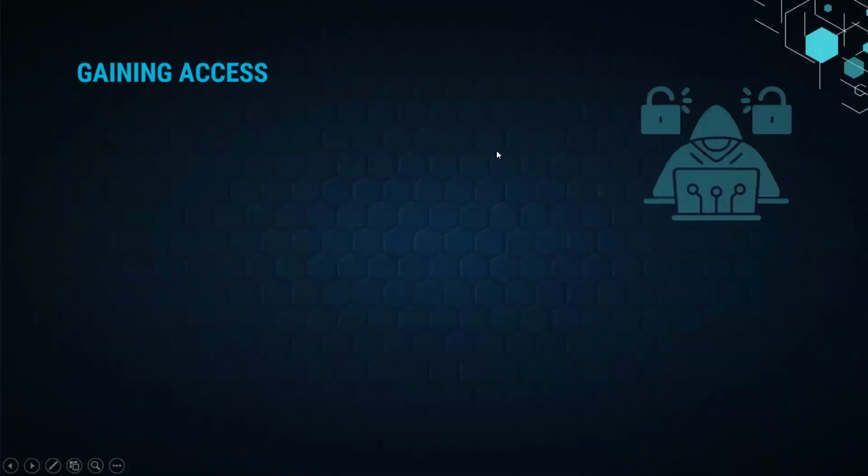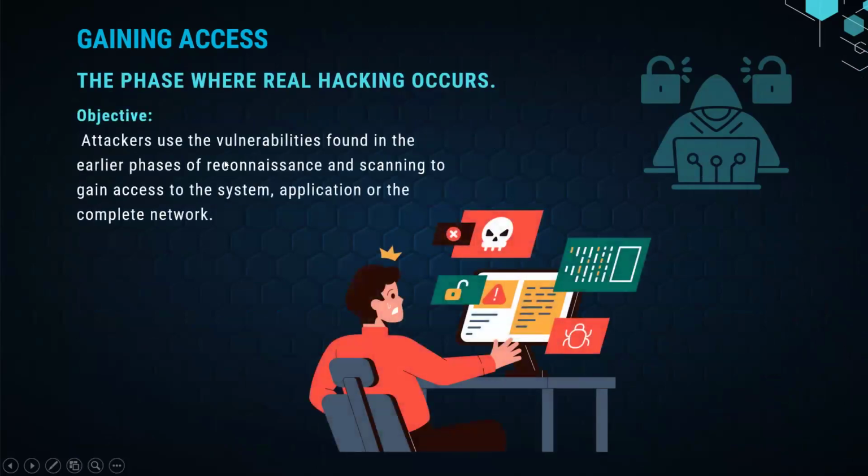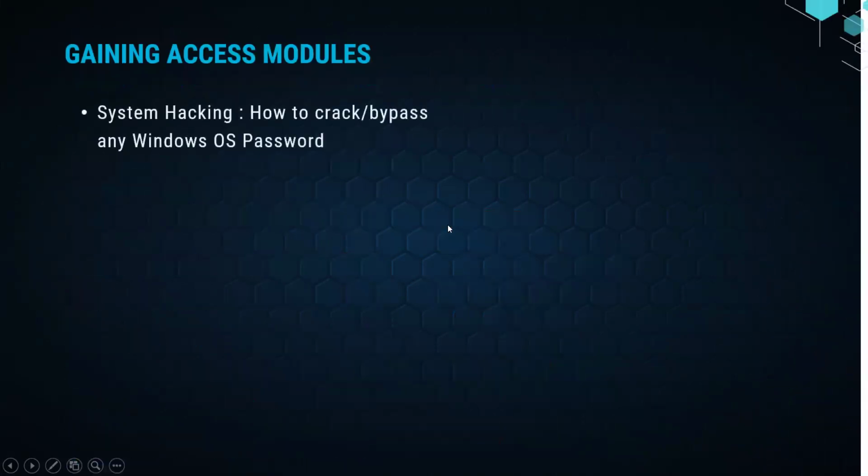So this is the phase where the real hacking occurs. Whatever data was obtained in the earlier phases of information gathering or scanning is utilized here to gain access to the target system, the target application, or the entire network. One of the largest modules in our course covers a vast variety of topics, and these are the topics as follows.